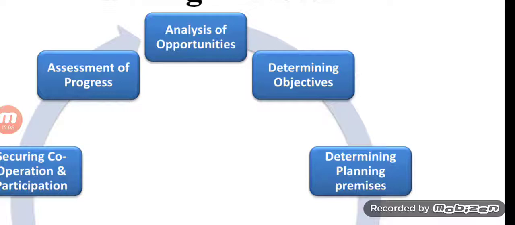So these are the points through which we can analyze the opportunity. So first point is analysis of opportunity. Clear? Second is determining objectives.